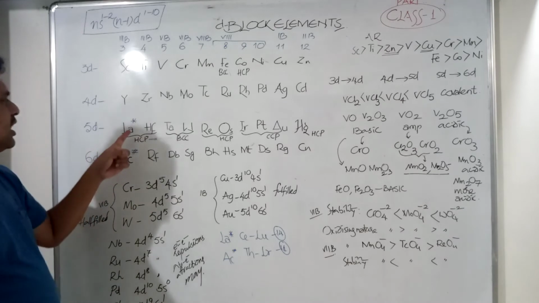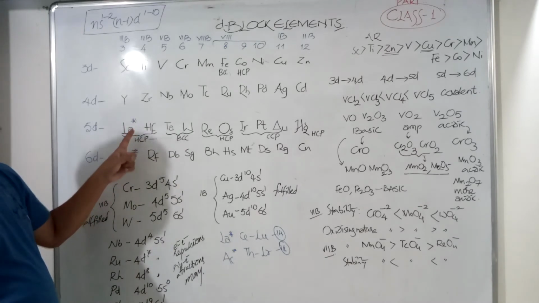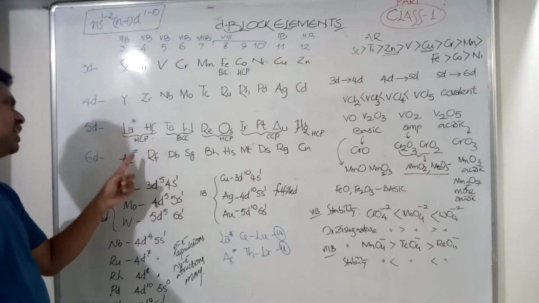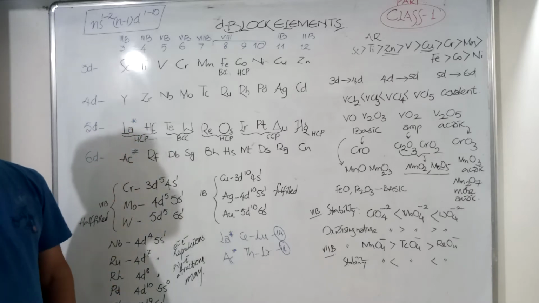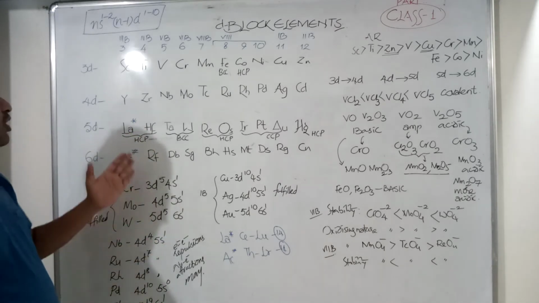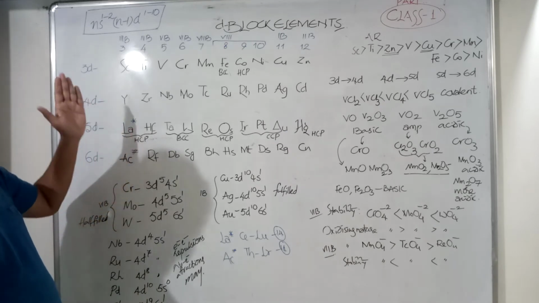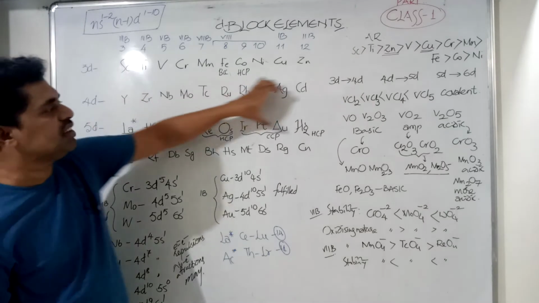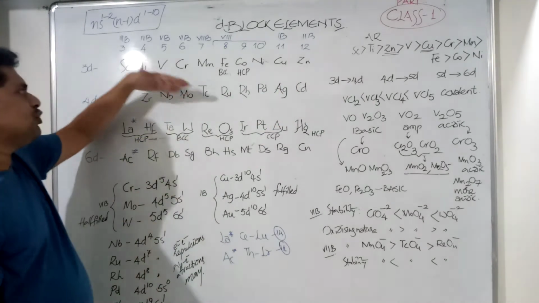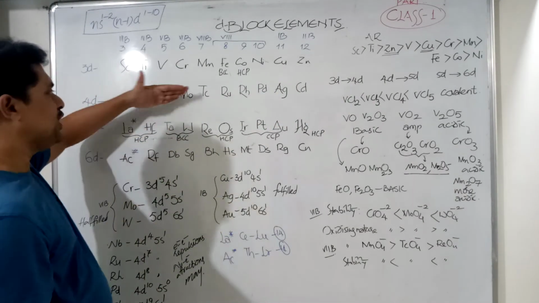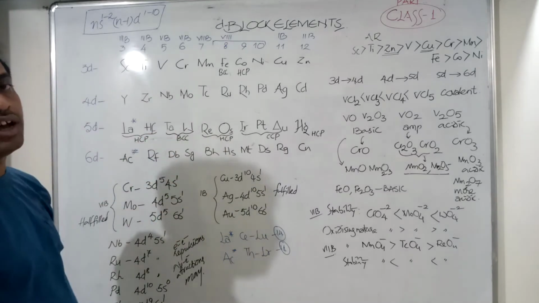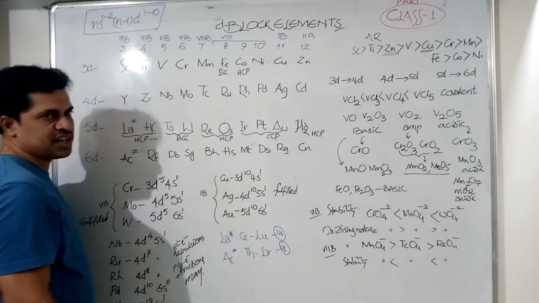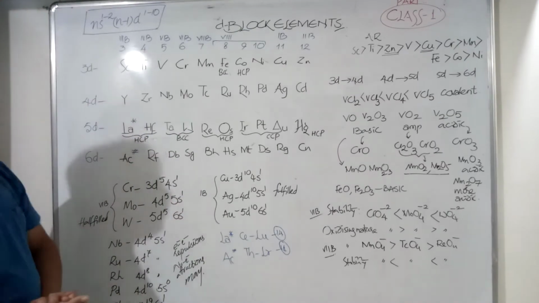The reasons are lanthanides and actinides. Lanthanides cause lanthanide contraction. In actinides, due to the poor screening of the 5f orbital, there will be actinide contraction. Because of lanthanide contraction and actinide contraction, that effect is still there up to here. 3d to 4d radius increases; 4d to 5d, 5d to 6d radius is almost the same, or you can say a slight increase here and a slight decrease there. That's about atomic radius.